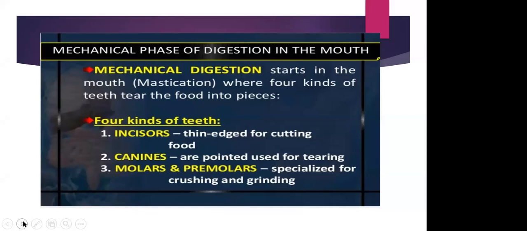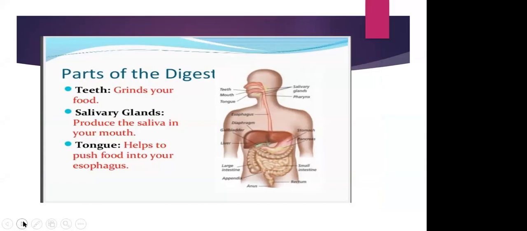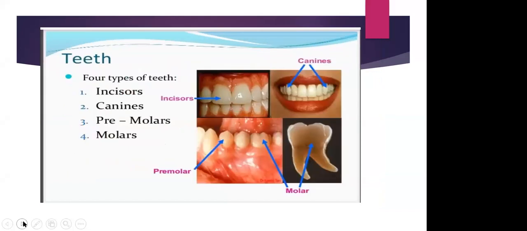Look at the pictures of these four kinds of teeth. So the parts of digestion in the oral cavity are teeth, salivary glands, and tongue. We already discussed that. Let us observe the structure of the teeth. These are the four kinds of teeth, children: incisors, canines, premolars, and molars. With the help of teeth and saliva, our food gets masticated in the oral cavity.